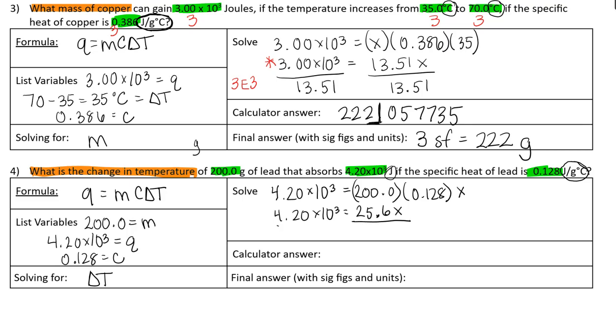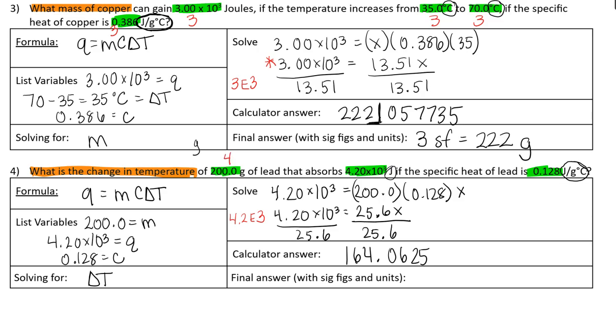25.6x. To get x by itself, you divide by the thing touching the x. When you put this into your calculator, remember to do 4.2 E3. All right, so 4.2 E3 divided by 25.6. So I have 164.0625, and of course we're going to check out our sig figs.